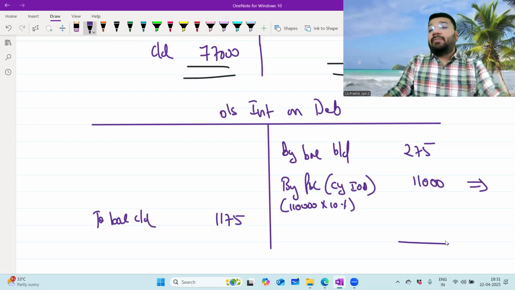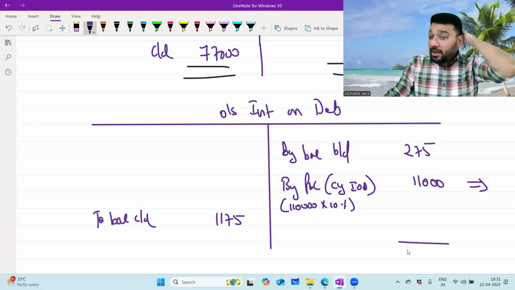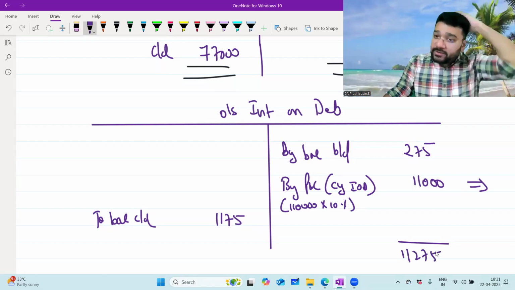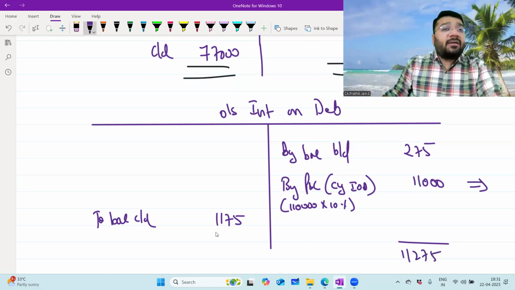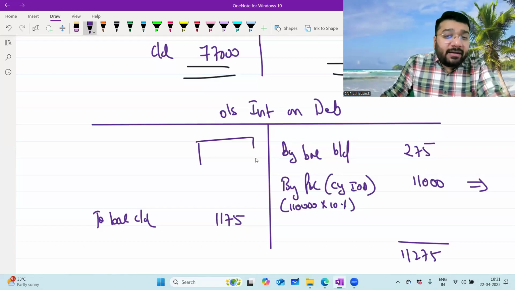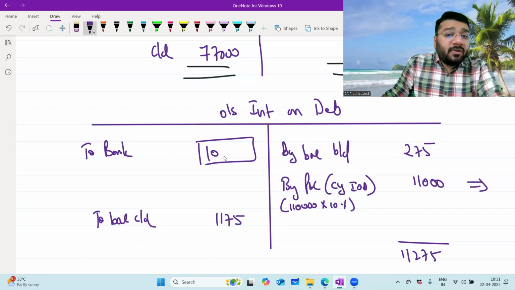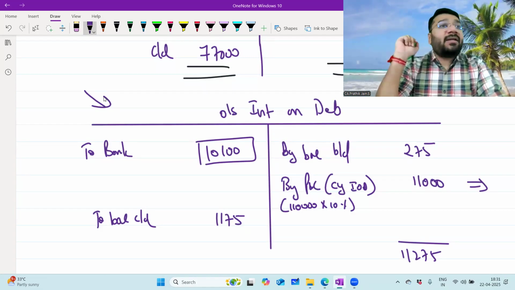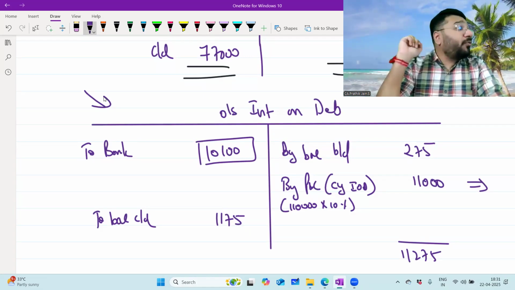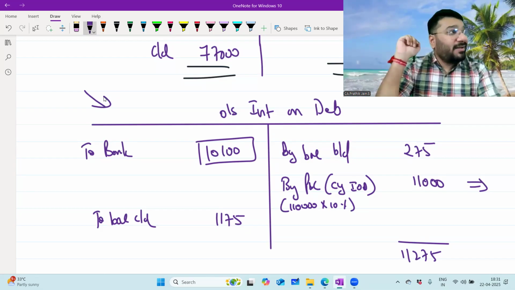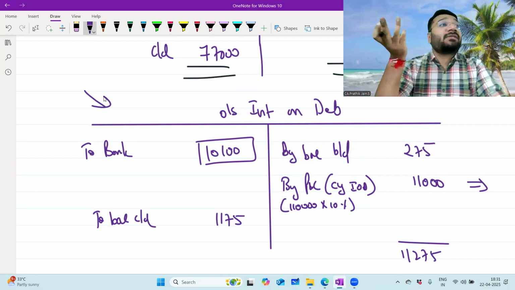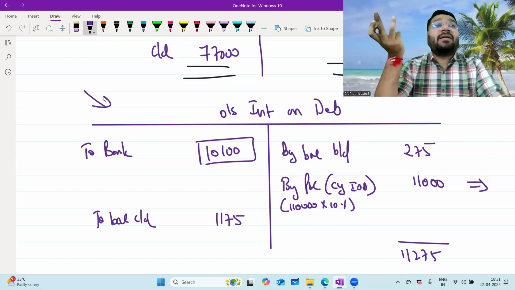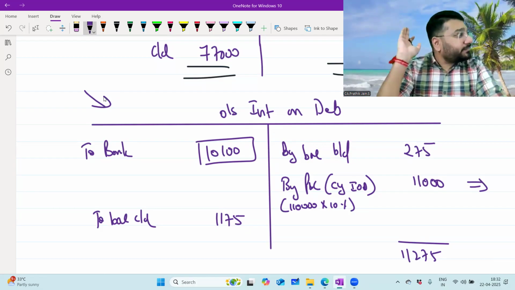So how much is my total liability outstanding? 11,275 is my total outstanding liability. In that, at the end of the year, how much is outstanding? 1175. So how much is interest paid? To bank, 10,100. Are you able to see the way we have prepared this outstanding interest ledger? The way you prepare the provision for tax ledger, the way you prepare the dividend payable ledger, everything was the same. Everything is in the same line. Are you able to realize this point?